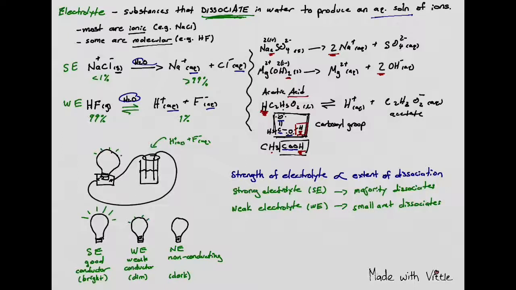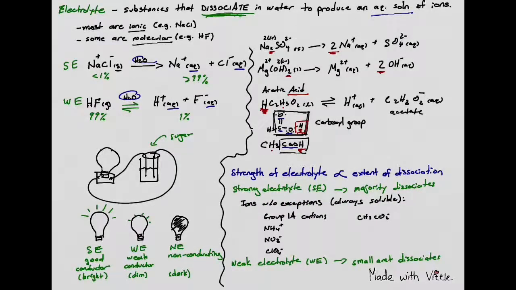Now let's replace this solution with a sugar solution or glucose. What you would see is that the light bulb would not turn on at all, and that's because sugar is a non-electrolyte, meaning that it does not dissociate to generate ions, so there are no ions to be able to conduct any electricity. So when you think non-electrolyte, think non-conducting, and then you can visualize that with a dark light bulb.